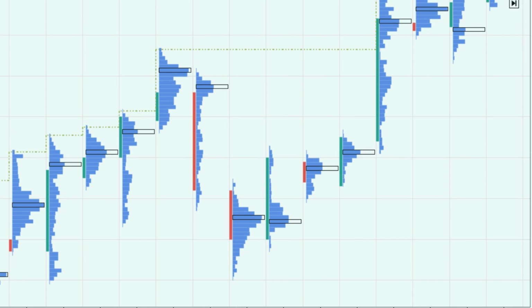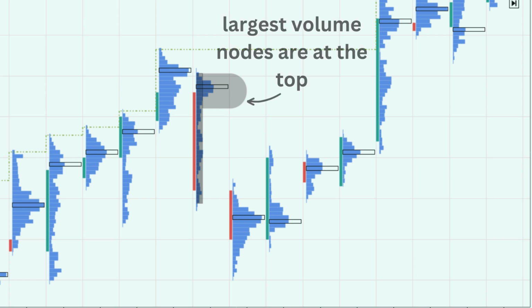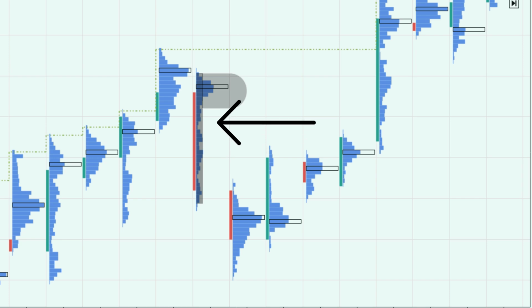We will begin with the P-shaped profile. This profile appears when the majority of the volume occurs at the top of the session, forming a shape that resembles a letter P. It will have a narrow volume distribution at the bottom and widening towards the top.